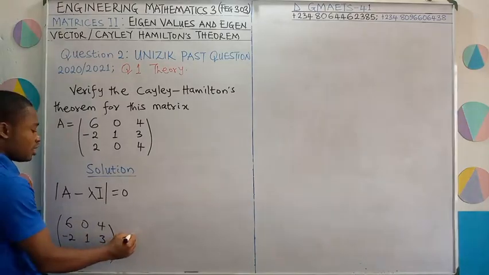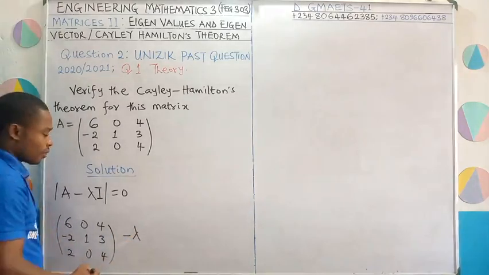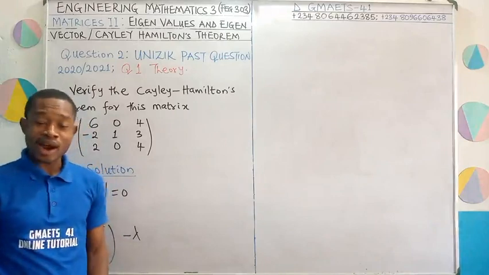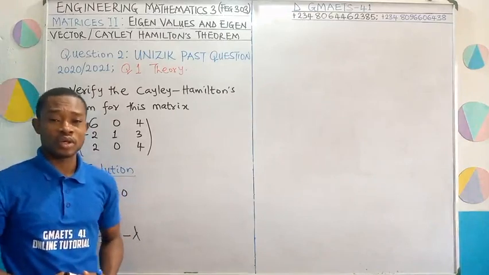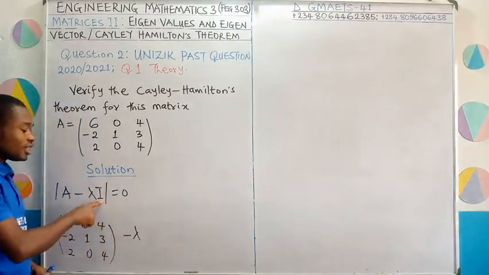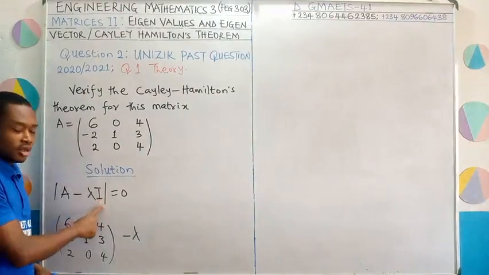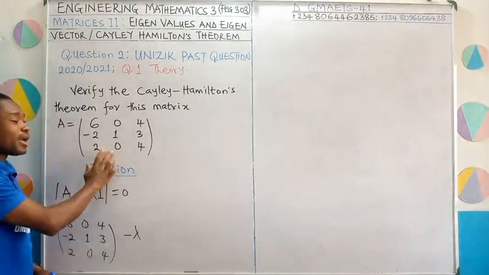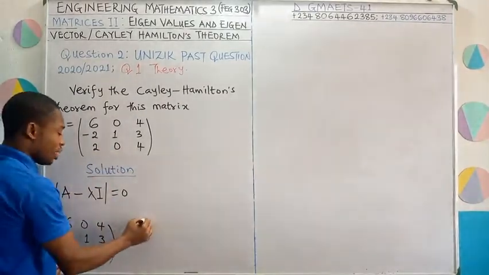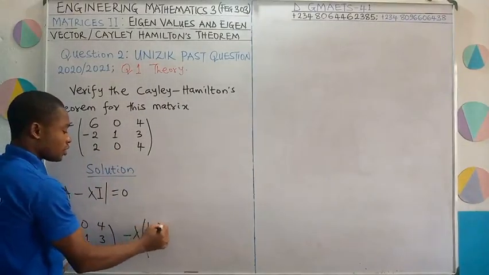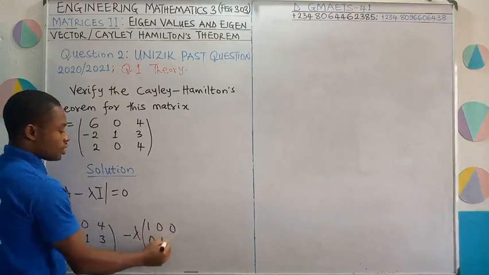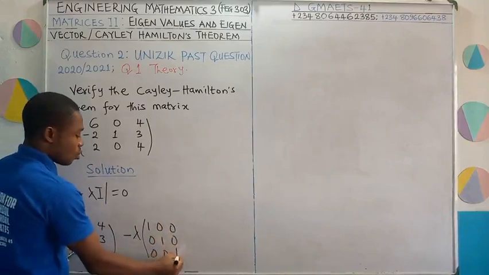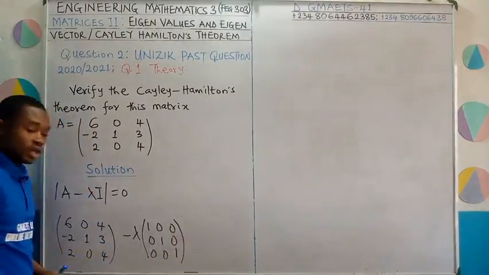Of course, it's going to be minus lambda I. What is our I in this case? I is an identity matrix, a unit matrix, we know that. And the order of this matrix I must be the same as the square matrix you are dealing with. This is a 3 by 3 square matrix. So the identity matrix will take the form 1, 0, 0, 0, 1, 0, 0, 0, 1. Good.